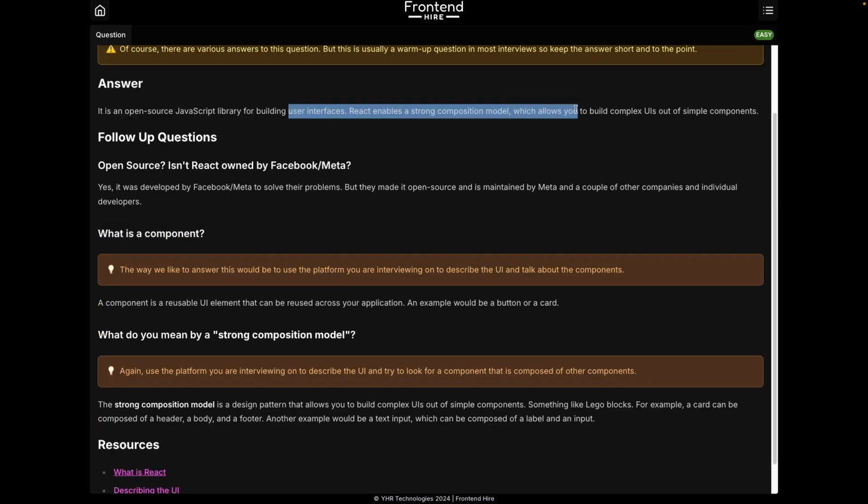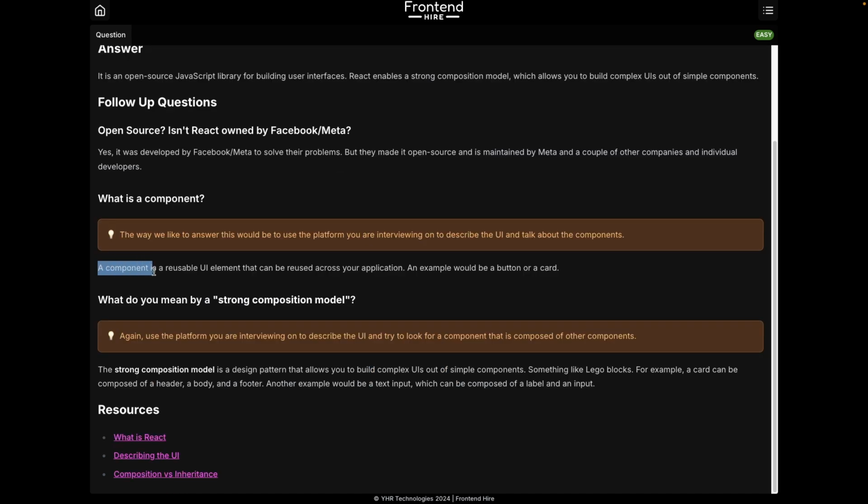Based on your answer, again, they could ask you about what is a component. A component is a reusable UI element that can be reused across your application. An example would be a button or card. Instead of answering it something like this, I would suggest you answer this based on the interview platform you're using. Maybe you're using a video platform like Google Meet or Zoom or something like that. So try to find components in that particular platform and talk about those particular buttons or inputs to the interviewer. That is a way better way to answer this question, in my opinion.